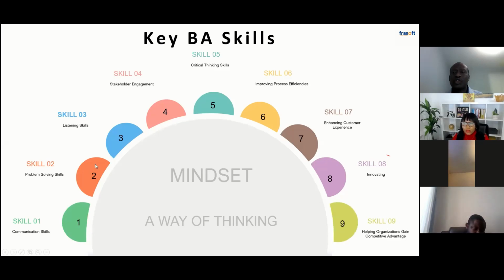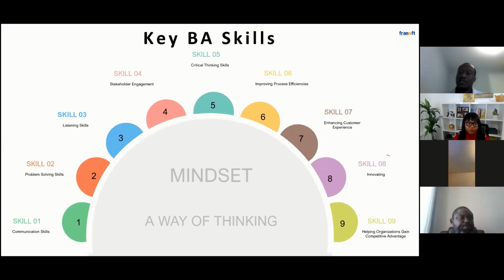Helping organizations gain competitive advantage. And when I say organizations, it doesn't mean $20 billion organizations. It could mean a not-for-profit organization. It could mean a startup organization, a sole proprietorship.